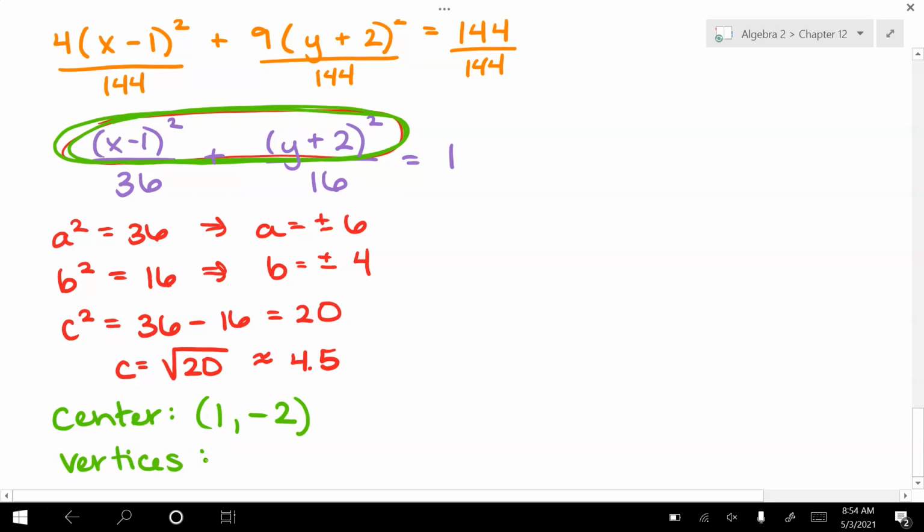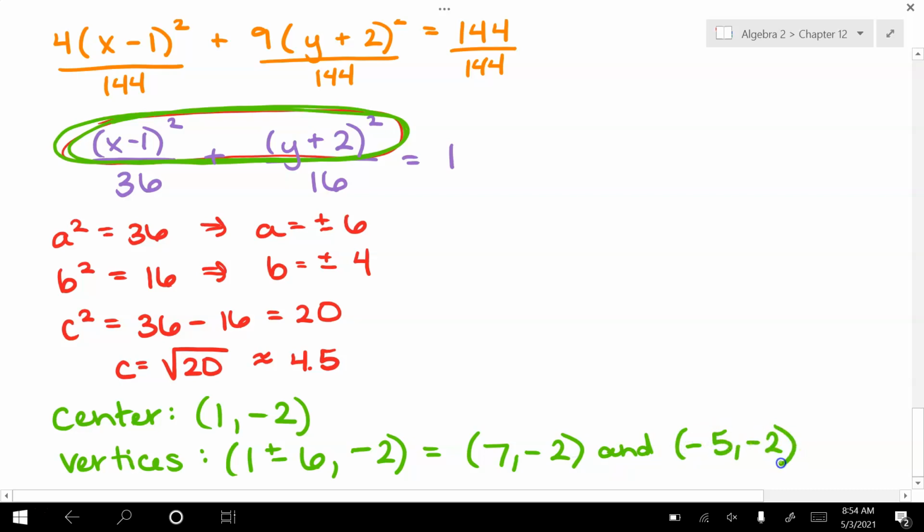Now vertices. Again, I'm using the left-hand side of my chart. So vertices, that's when you take your h value, so the 1, and you do plus or minus your a and then your k. So we're going to do 1 plus or minus the 6, and then we're going to leave -2 alone. So my vertices are going to say 7, -2, and then -5, -2.